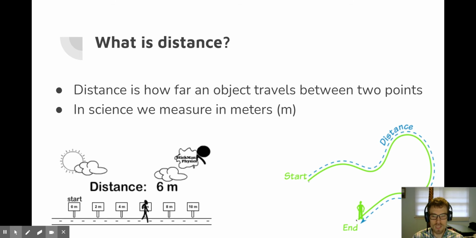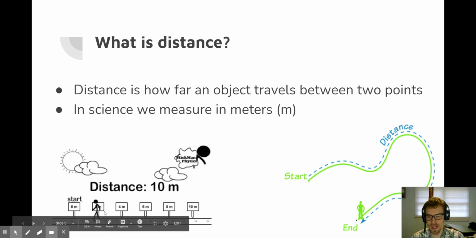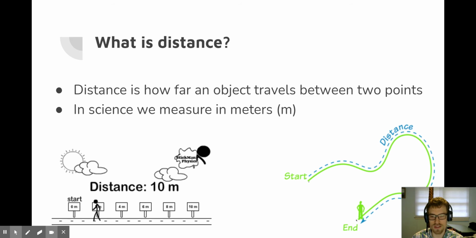Meters. Now, if you take a look at the example down here, we've got our little stick man. Stick man is starting at 0, and then he's walking over to 6, and then he's walking back to 2. You'll notice that the total distance that he's covered is 10 meters, right? Because he walks 6 meters to the 6 meter mark, and then he walks 4 meters to the 2 meter mark. And so that's a total of 10 meters that he has covered.